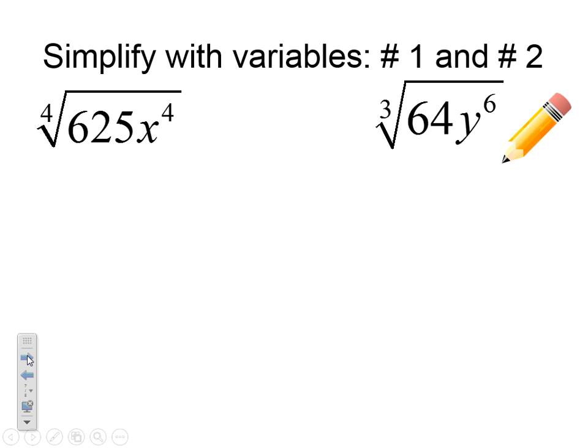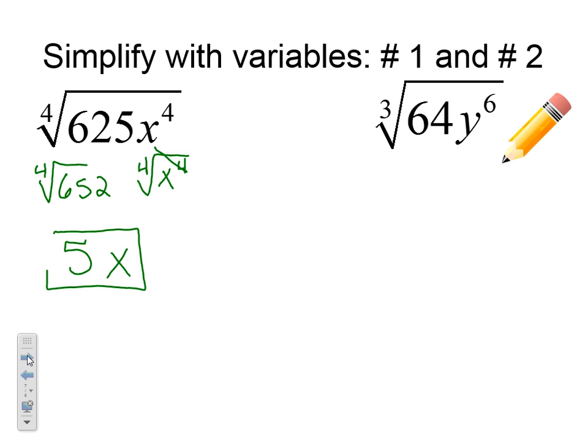So when we do this, we're going to take this first example, we're doing the 4th root. So we're going to use our 4th powers on our table, and 625 is a perfect 4th root. So if we go over, that's going to be 5. So if we take the 4th root of 625, that equals 5. Now, if we have the 4th root of x to the 4th, it's like taking the square root of x squared. They have the same powers, they can be canceled. So this is going to cancel out, and I'm left with 5x.